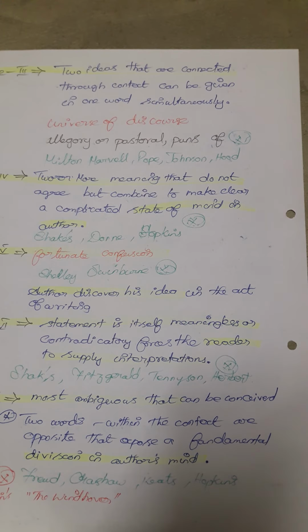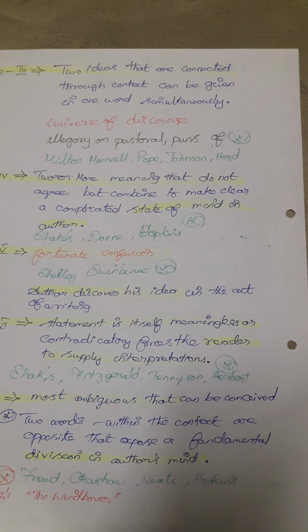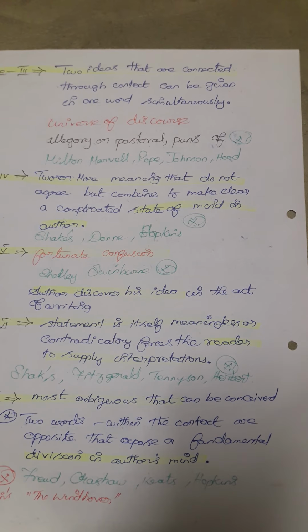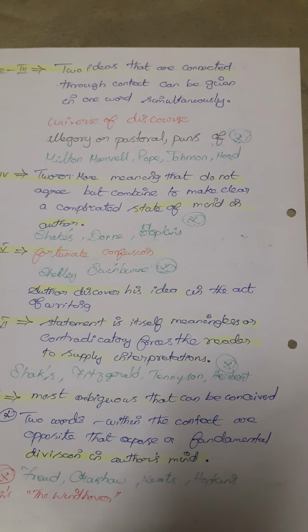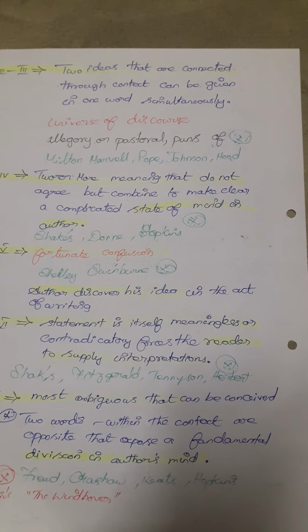And the fourth type of ambiguity is where two or more meanings that do not agree combine to make a clear, complicated state of mind in the author. This type of writing was followed by Shakespeare, Dante, and Hopkins in their works.